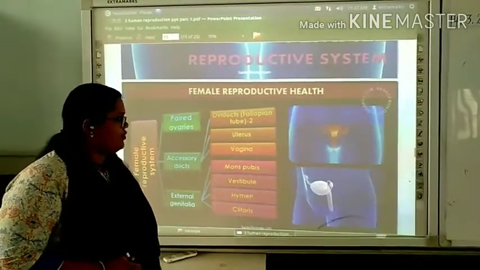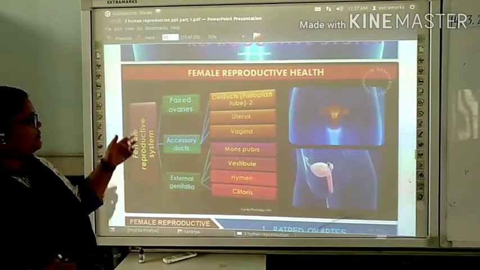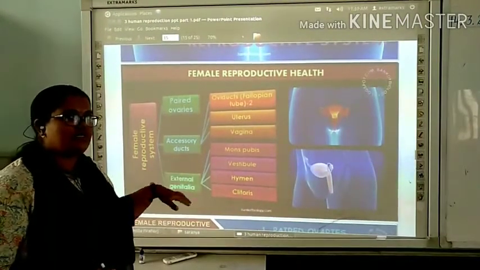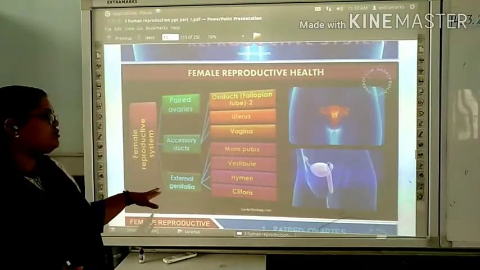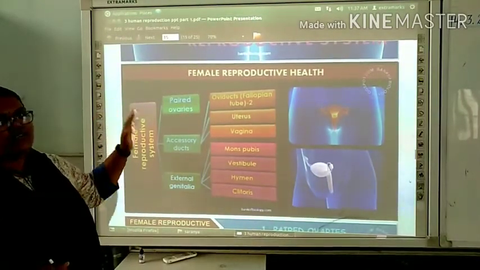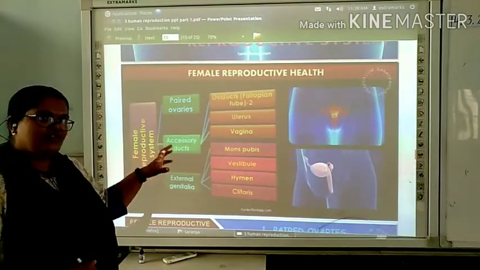As we all know, in the female reproductive system the primary sex organ is a pair of ovaries, and there are some accessory ducts which support these ovaries, and also the external genitalia, which also helps with easy copulation and so on. So we will go through each part in detail, the structure and function.